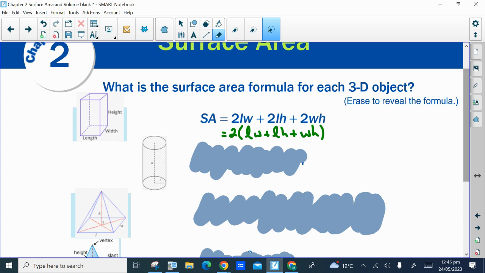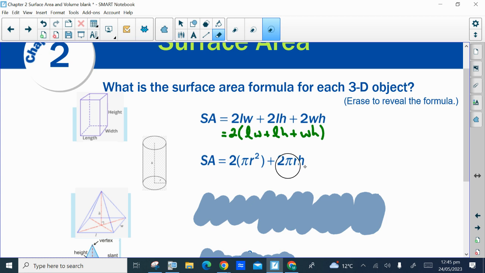Remember, a cylinder's got circular top and bottom. So if we erase this, it's 2 pi r squared. And remember, the area of a circle is pi r squared. The reason there's a 2 in front is because a cylinder has a circular top and a circular bottom. There's 2 of them. That's where the 2 part comes from. So that means the 2 pi rh part will be from the rounded side of the cylinder.